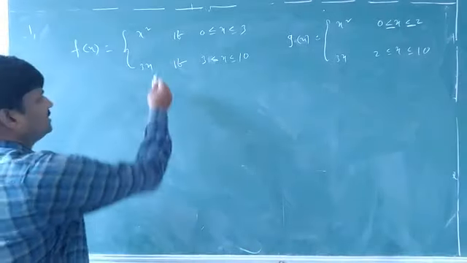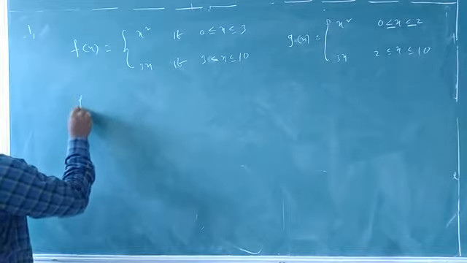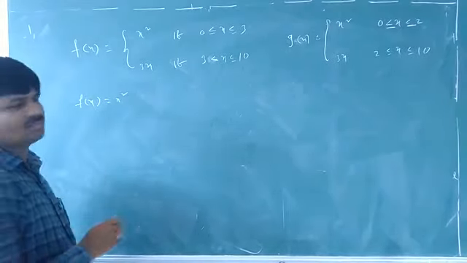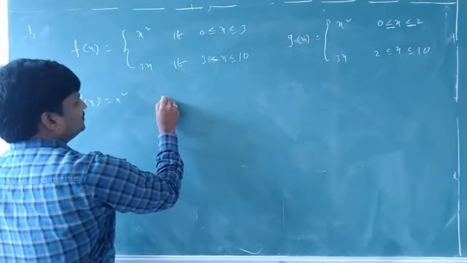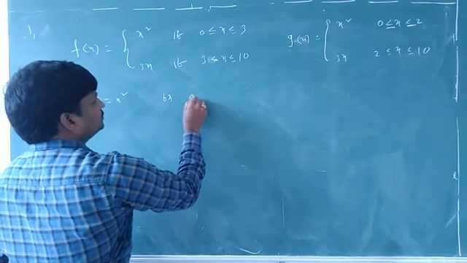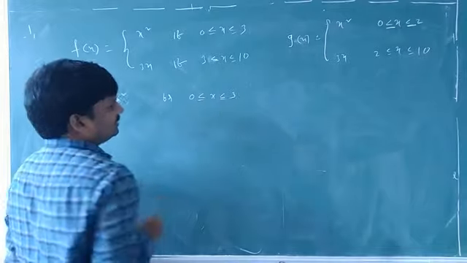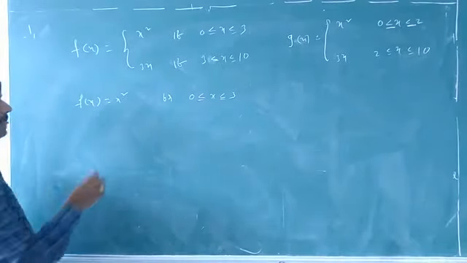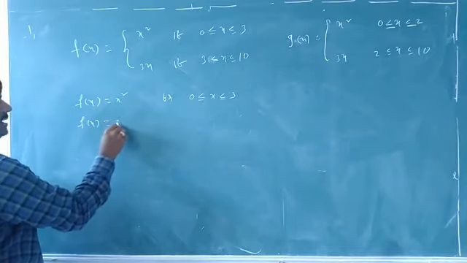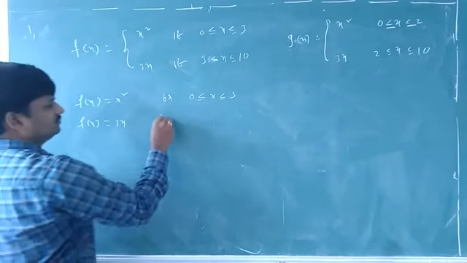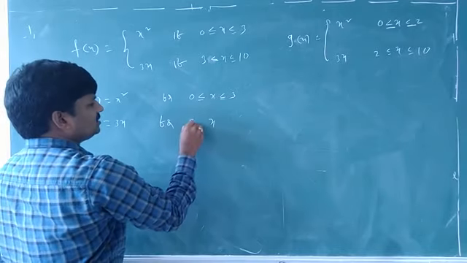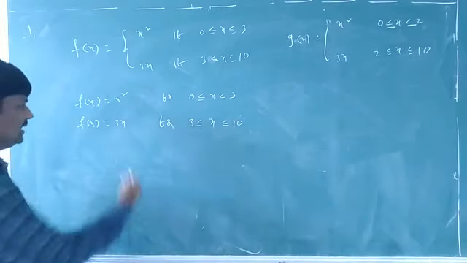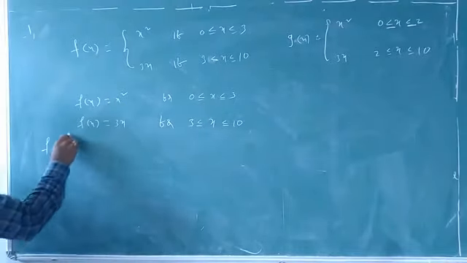Now here, see how I am writing this. f of x is equal to x square, and I take x square when 0 less than or equal to x less than or equal to 3. Yes. Next, f of x is equal to 3x, which I take for x values between 3 and 10, including 3 and 10. Understand? Then how can I write this function f?